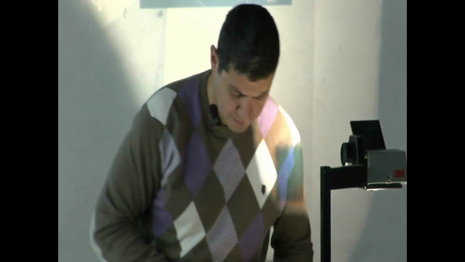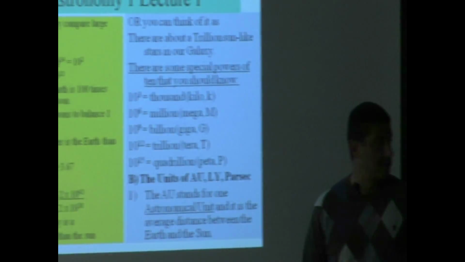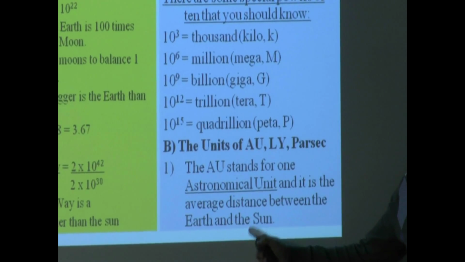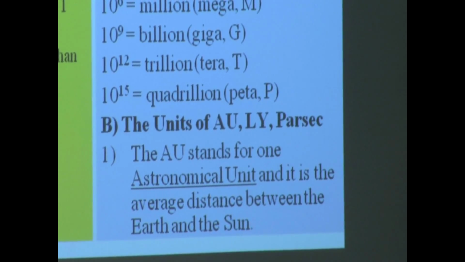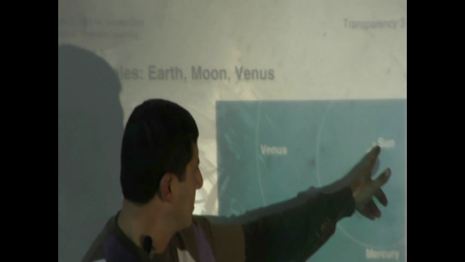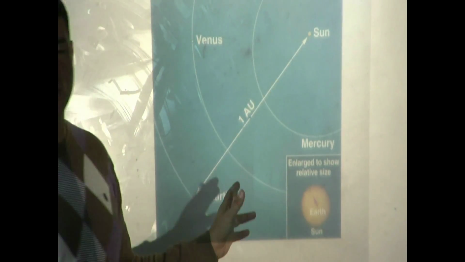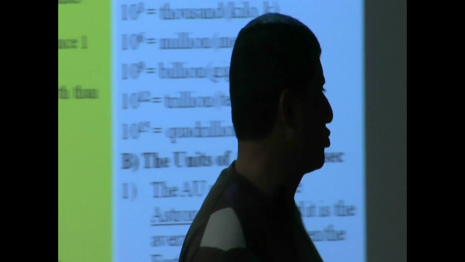Okay, now we're going to talk about the AU, the first thing. So I'll put this slide up. The AU stands for 1 astronomical unit, and it is the average distance between the Earth and the Sun. As you see in this slide, you've got the Earth and the Sun, and of course Venus here, and Mercury here. So the distance between the Earth and the Sun we use as a standard of measure when it comes to big distances, and we call that an astronomical unit.